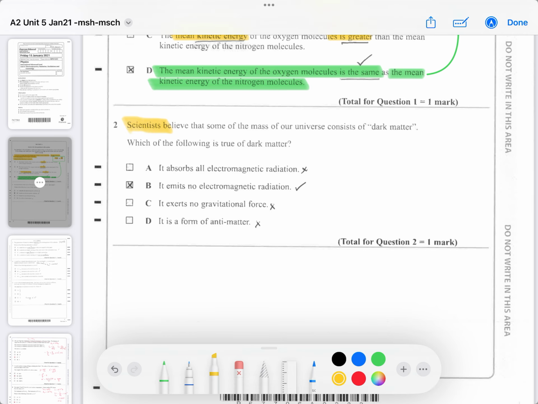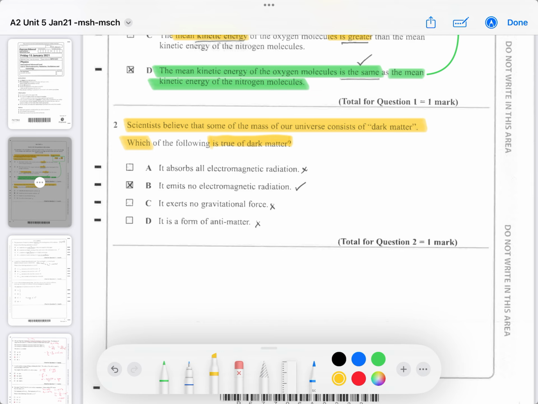Scientists, it says, believe that some of the mass of our universe consists of dark matter. So this is Megan's talk, if you listened to hers or you were present when she did her presentation. Which of the following is true? So which of these, A, B, C, is true of dark matter? That's what we're looking for.